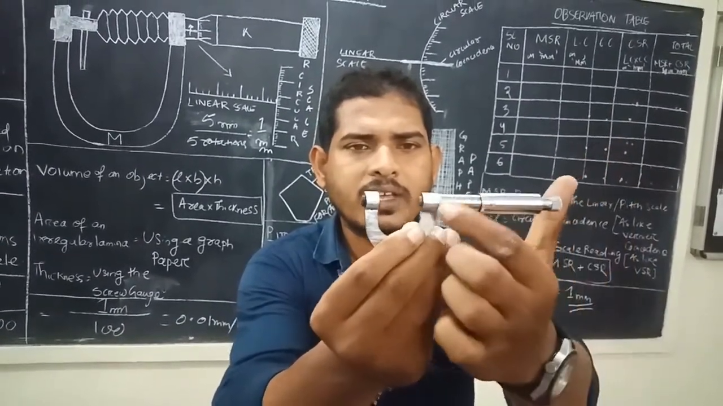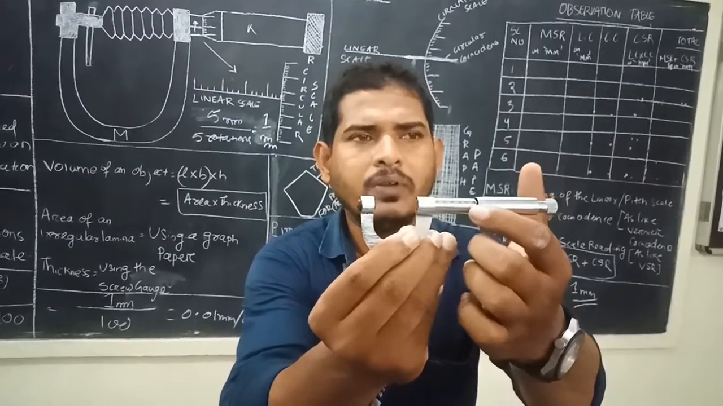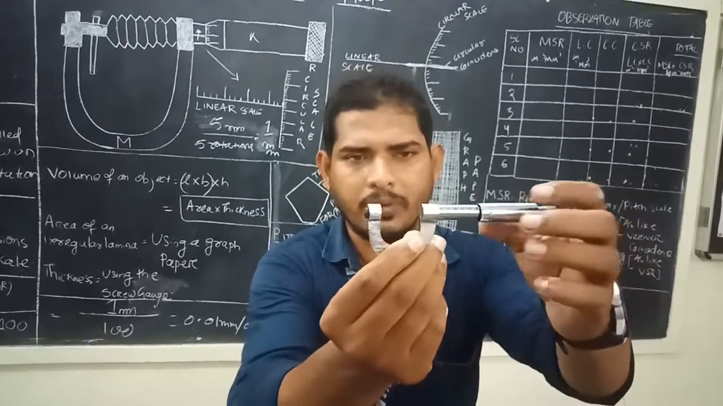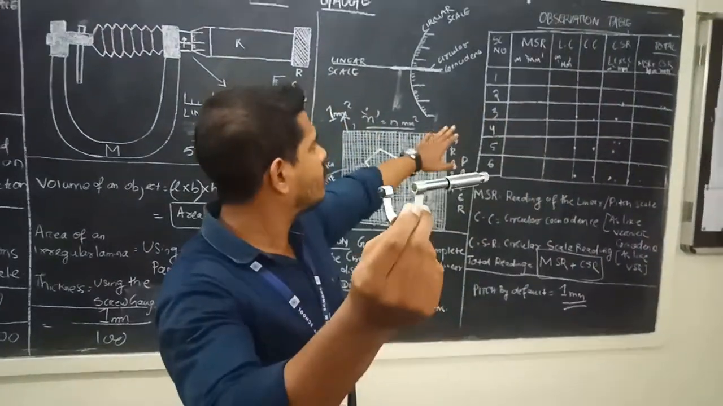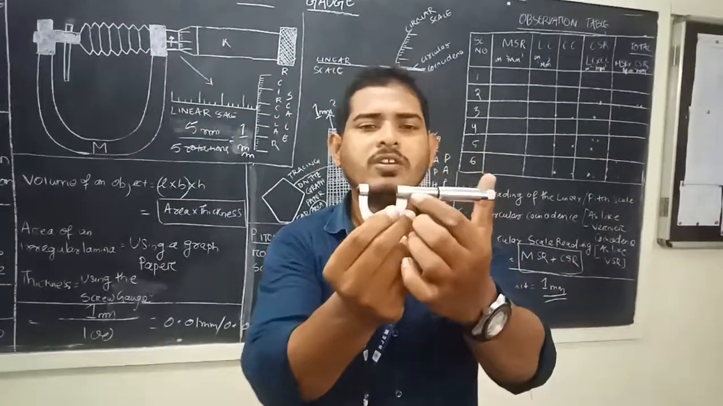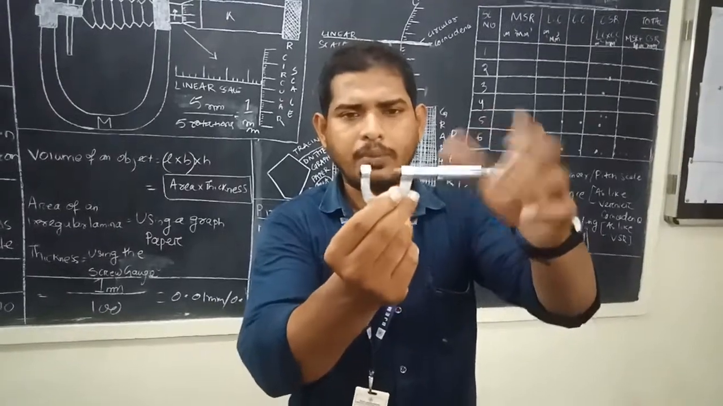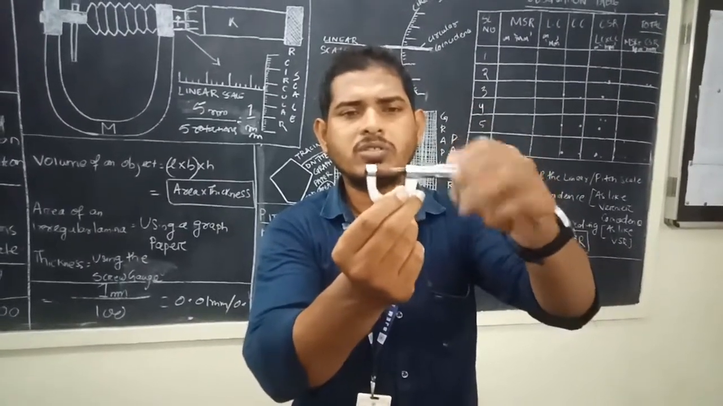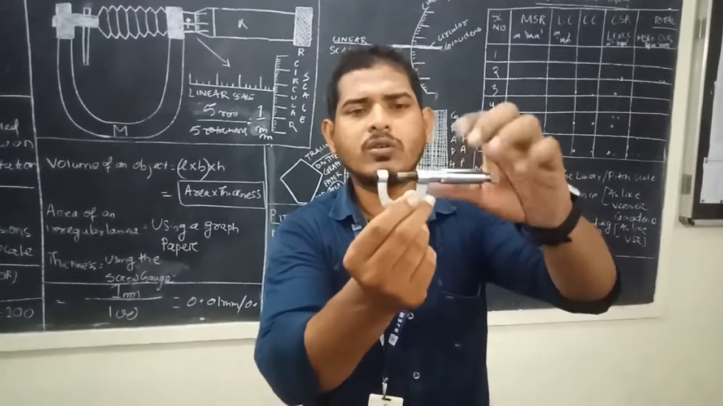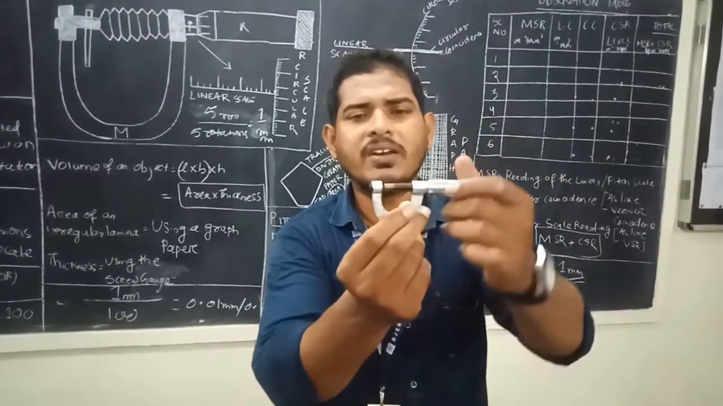Now the linear scale divisions are in millimeter. You can see the maximum length is up to 25 millimeter, or 2.5 centimeter. All the calculations of this table will be done in millimeter. Once you fix the lamina in between the two heads, you have to see how much distance the circular scale has travelled along the main scale, or what the main scale reading is.